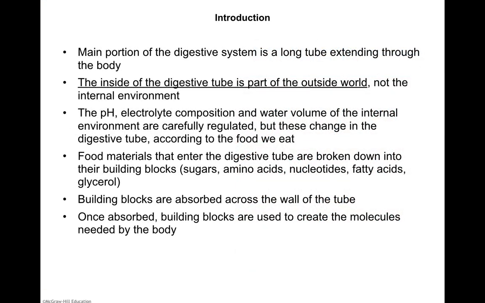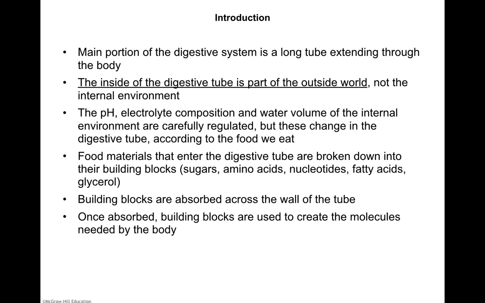The digestive system is a long tube that extends throughout the body, starting at the mouth and leaving at the anus. The inside of that digestive tube is really the outside world. Anything that's inside your digestive tract, from your mouth through your anus, is part of the outside world, not part of your internal environment. The pH, the electrolyte composition, and the water volume of that area need to be carefully regulated.